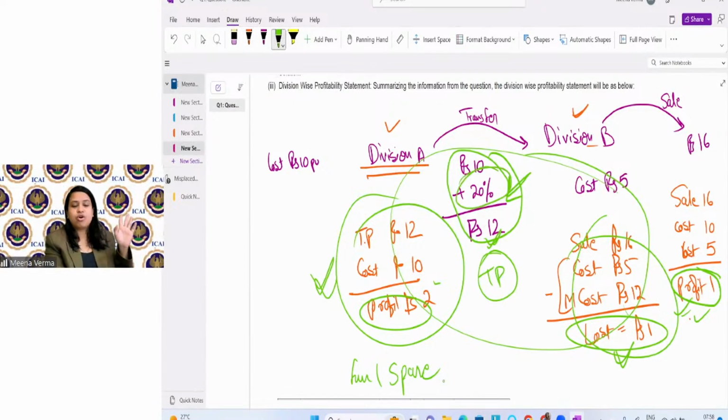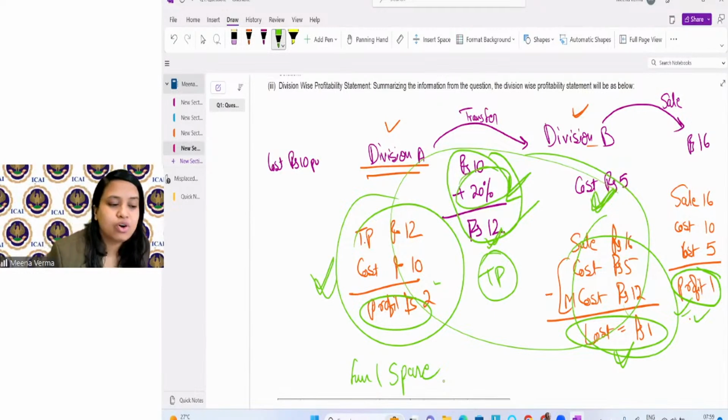He will always earn profit and he will always get the bonus and appraisal. But in this method, the manager of division B may have losses and his appraisal and bonus may get affected. So this is what is written here.